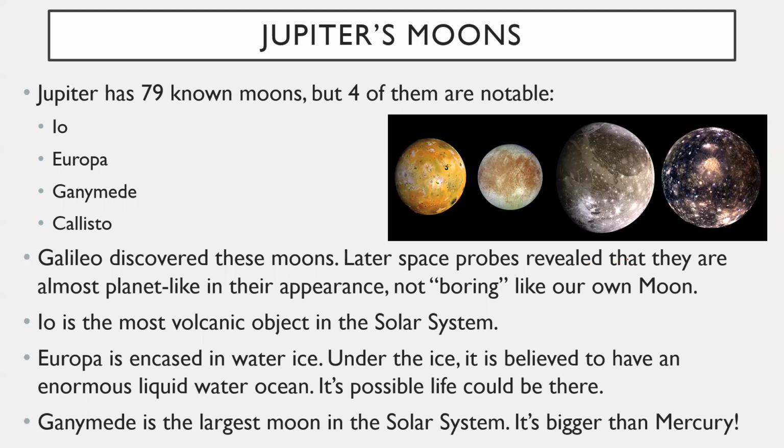I mean, Ganymede's a little bit moon-like in some ways, but especially if you look at Europa, there's quite an interesting appearance to it, right? Io, by the way, is the most volcanic object in the solar system. This thing is covered in volcanoes and they're constantly erupting.